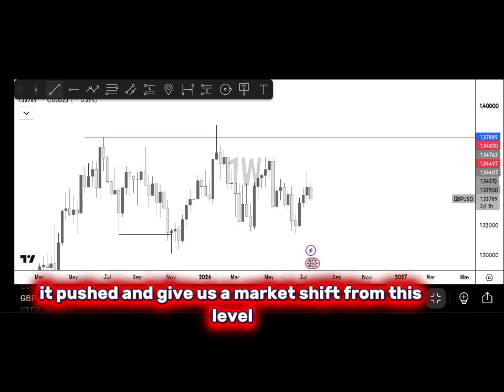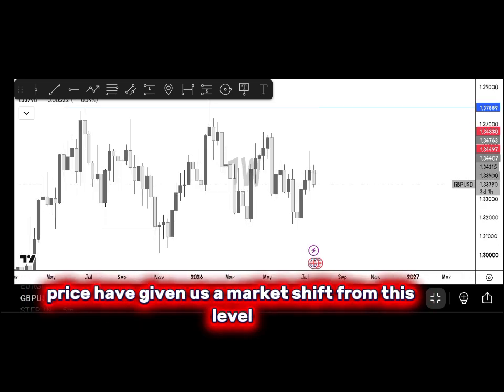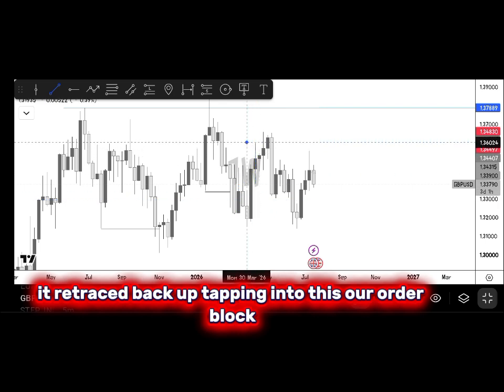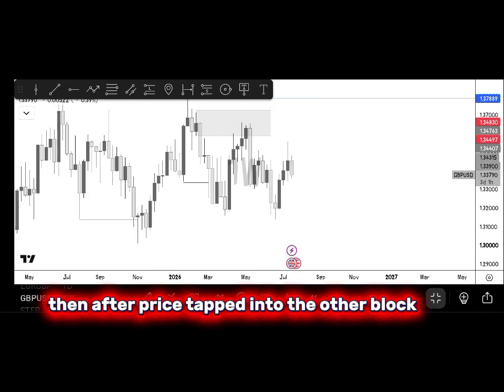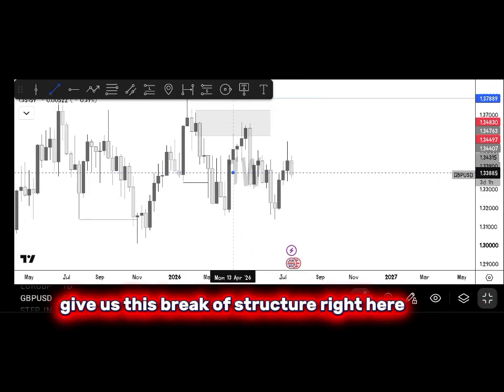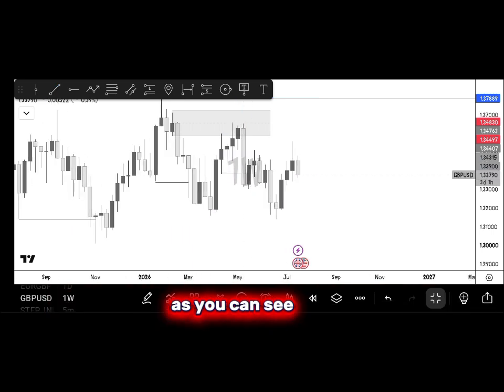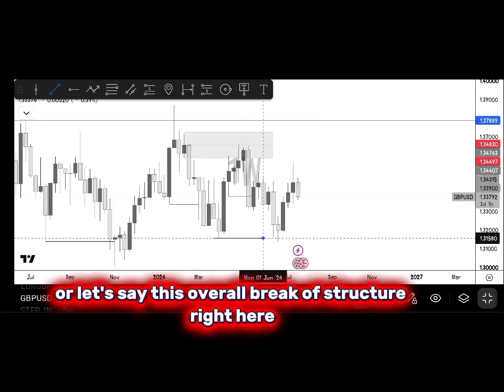Price has taken liquidity from this level. Now it pushed and gave us a market shift from this level. Now what did price do? After price had given us a market shift from this level, it retraced back up, tapping into our order block. As you can see, this was the order block. Then after price tapped into the order block, it came down once again, giving us this break of structure right here, or let's say this overall break of structure right here.